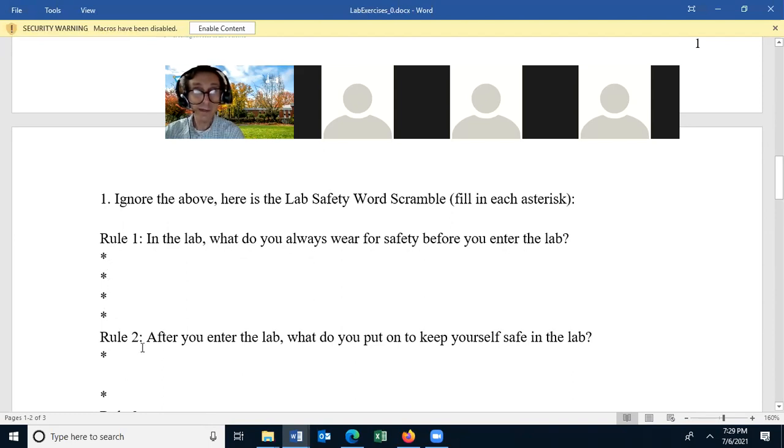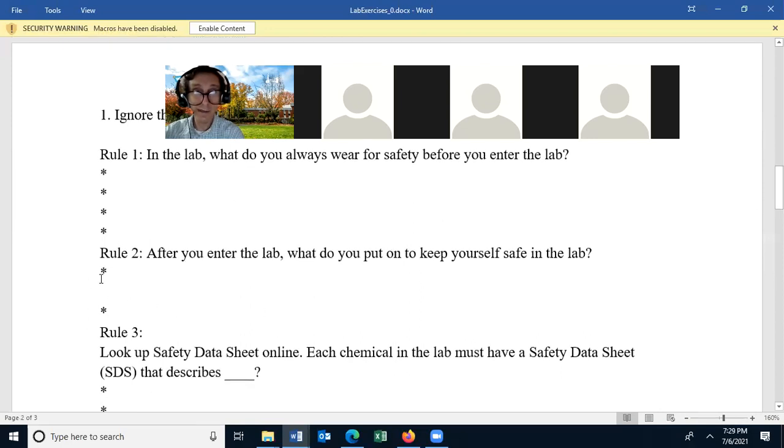And then after you enter the lab, what do you put on to keep yourself safe in the lab? And I'm only asking for 2 things here, although I can think of 3 things off the top of my head. And these should not be the same as in Rule 1, although I will allow some overlap, okay?